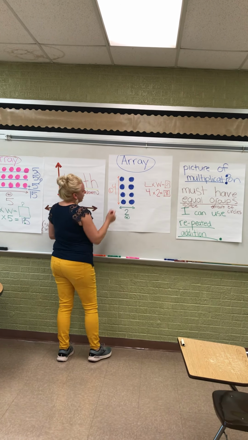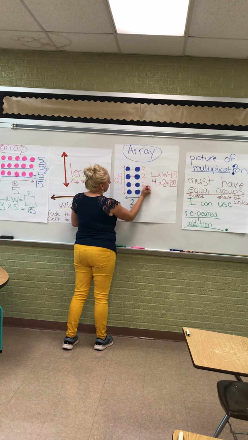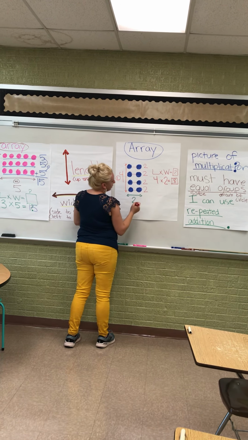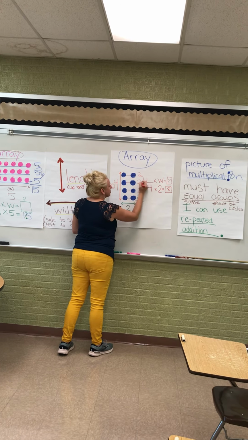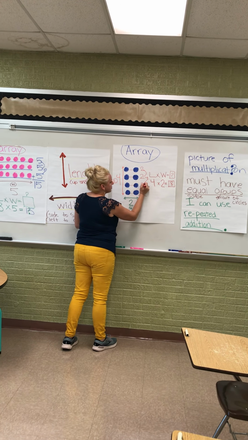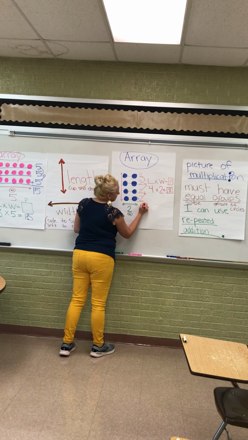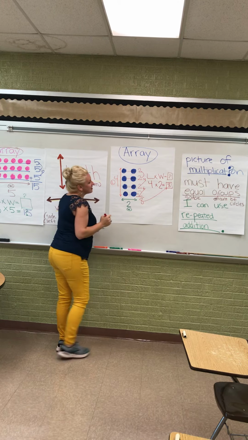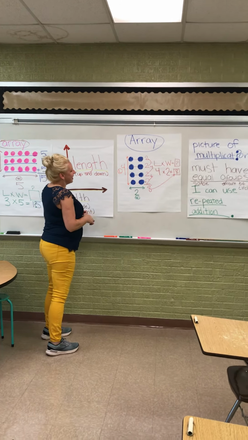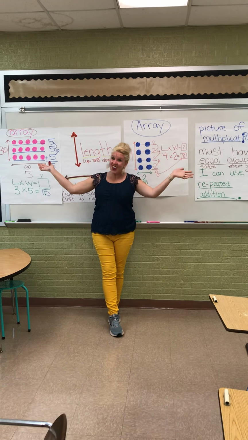8. Or I could say this row has 2, this row has 2, this row has 2, this row has 2. I will use repeated addition. 2 plus 2 is 4. 4 plus 2 is 6. 6 plus 2 is 8. I got my same answer, 8. Awesome. Awesome sauce. So now it is your turn. Have fun.